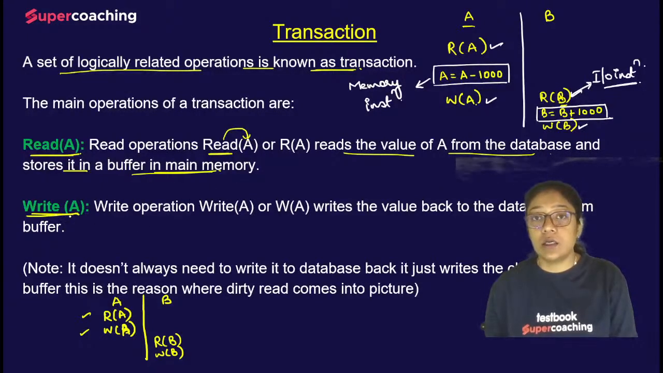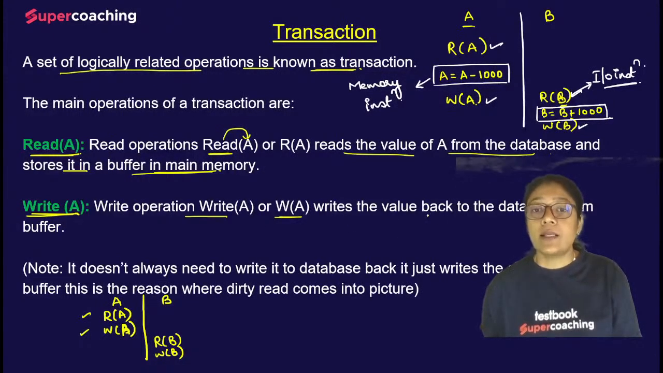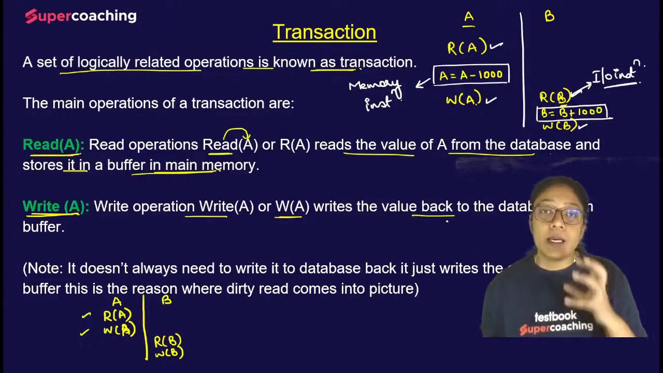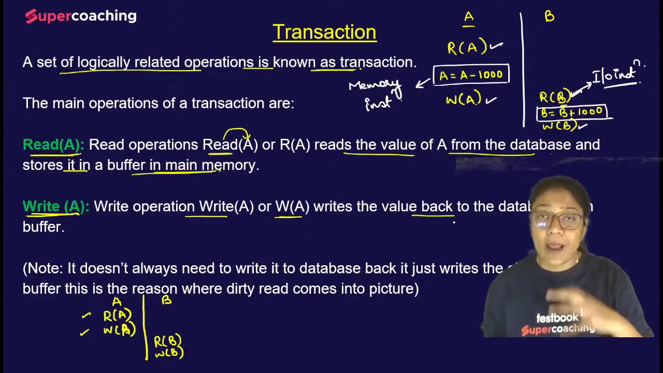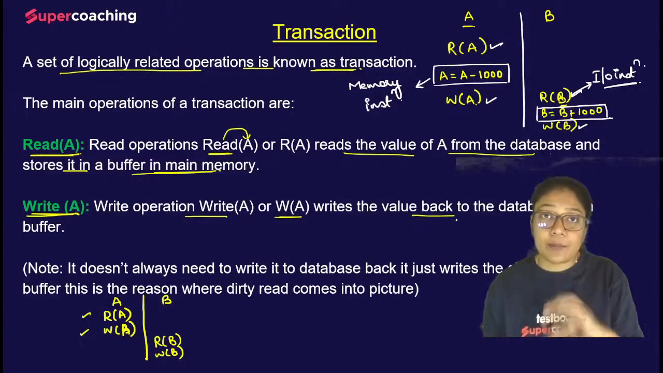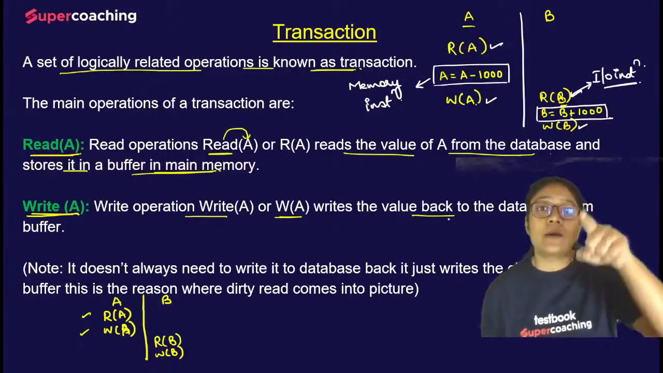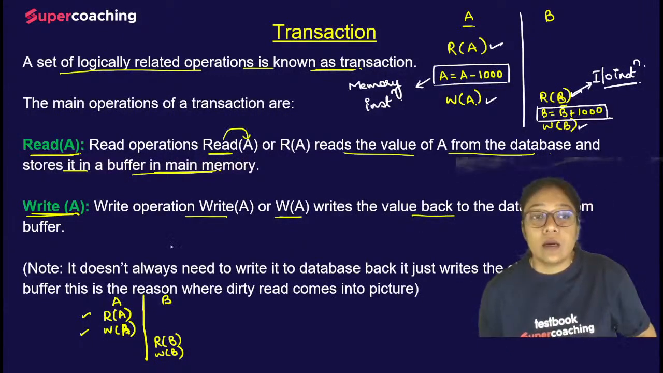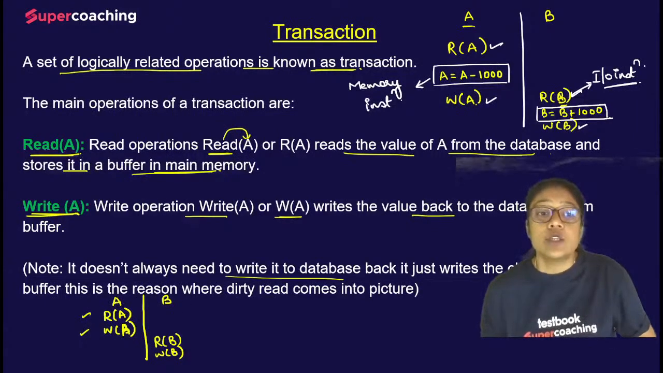Second comes the write operation. Write operation is written as write of A, that is performing the write operation on the data item A, or simply you can write this as W of A. It writes the value back. So the value is going back from the buffer in main memory to the database, that is known as write operation. It does not always need to write it to the database back. It just writes the changes in the buffer.